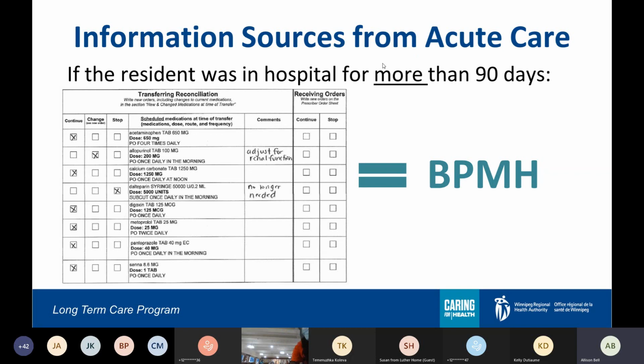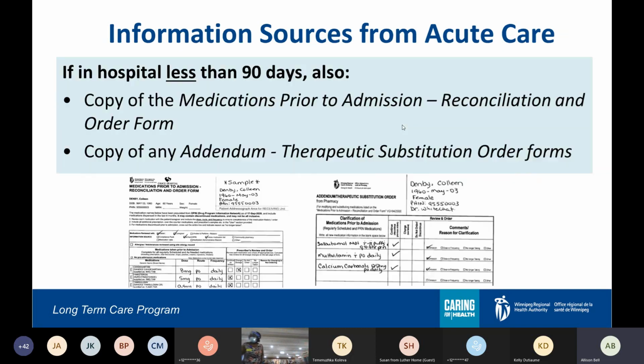So again, that's for people that were in hospital for more than 90 days. If they were in hospital less than 90 days, then there may be things that they were on at home or prior to admission that we want to make sure about: does this medication need to be restarted? Was it stopped? What was the reason it was stopped? Some of that kind of rationale. So that's when you'll receive these additional 2 documents from acute care.